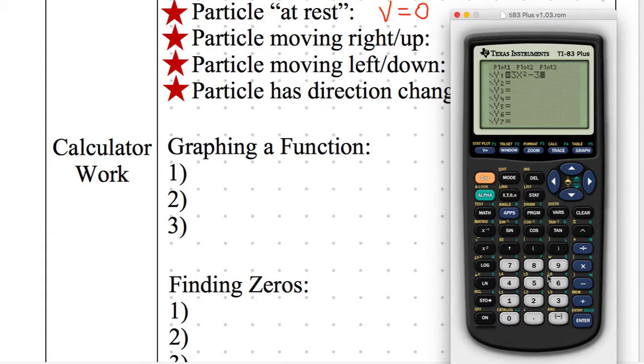Mine's different. It doesn't show like y1, y2, it shows x1t. Ah, okay, so go to mode and go down here to function and select that one and hit enter. And then go back to your y equals and it should be back, yeah? Oh, yeah. All right. 3x squared minus 3, everyone has that. And then go ahead to the top right where it says graph.